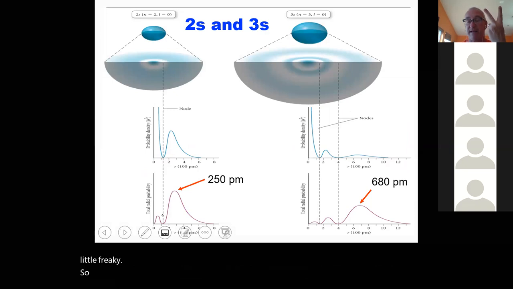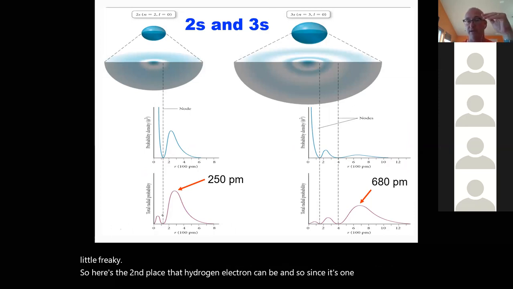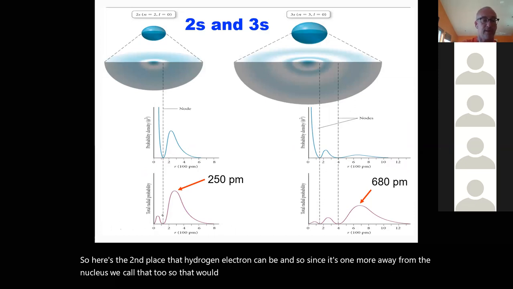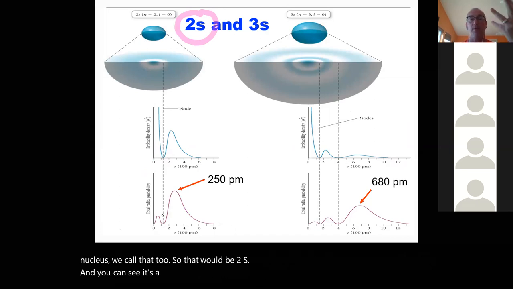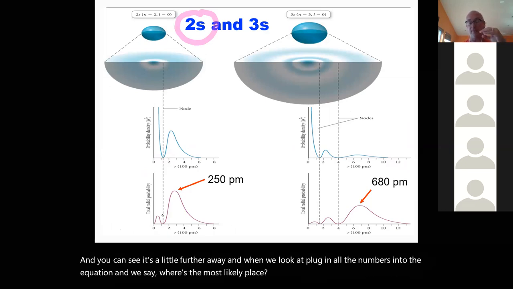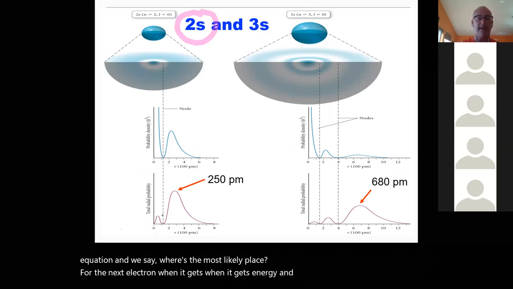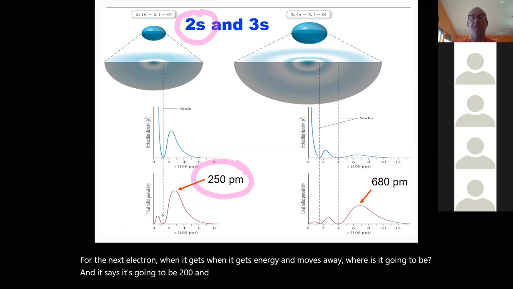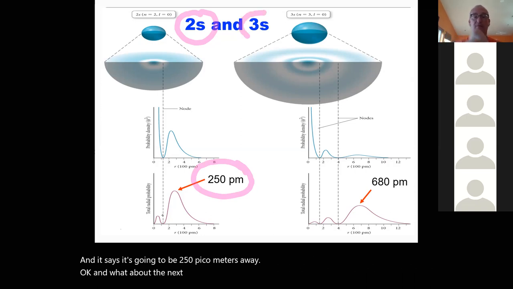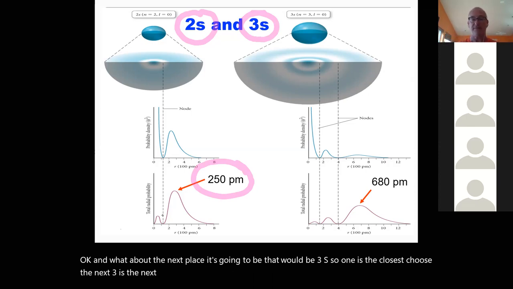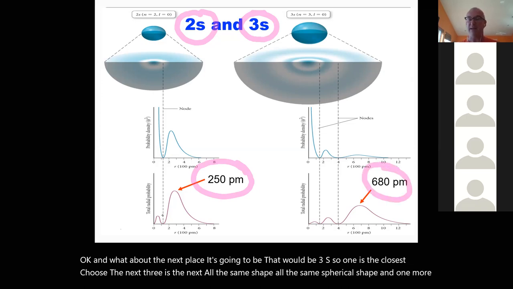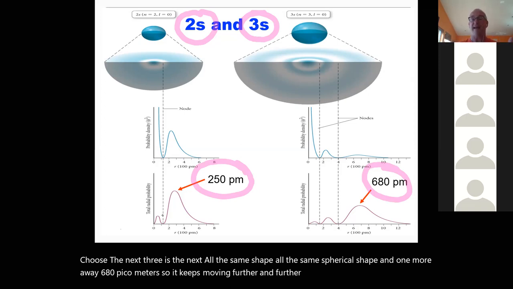So here's the second place that hydrogen electron can be. Since it's one more away from the nucleus, we call that 2, so that would be 2s. And you can see it's a little further away. When we plug all the numbers into the equation and ask where's the most likely place for the next electron when it gets energy and moves away, it says it's going to be 250 picometers away. Okay, what about the next place it's going to be? That would be 3s. So 1 is the closest, 2 is the next, 3 is the next. All the same spherical shape. And one more away, 680 picometers. So it keeps moving further and further. And again, the distances match precisely what Bohr said they were going to.